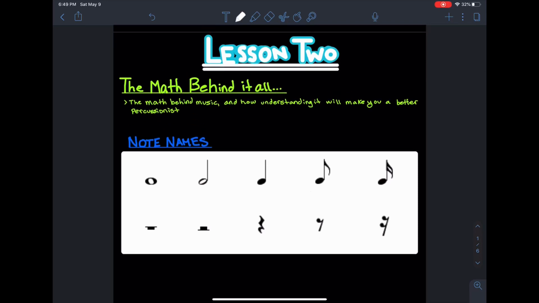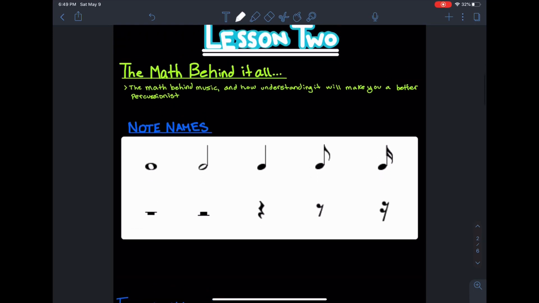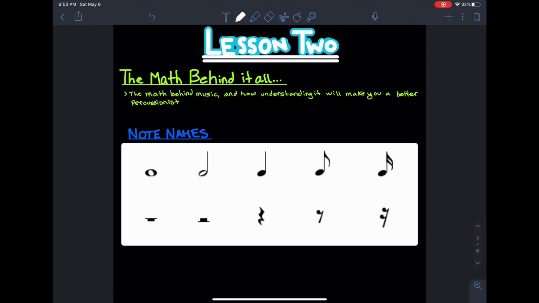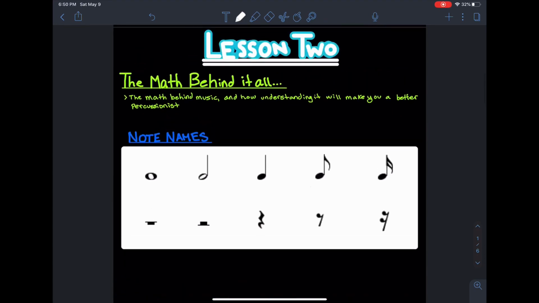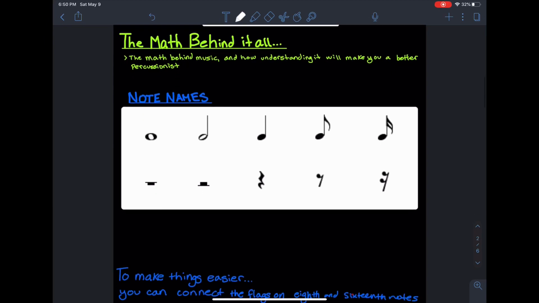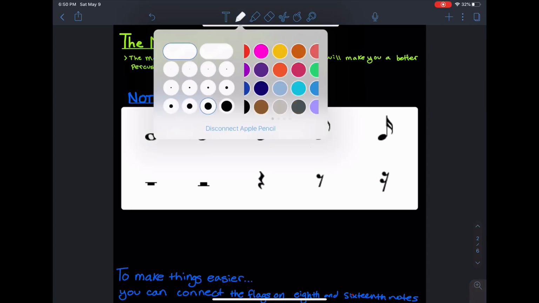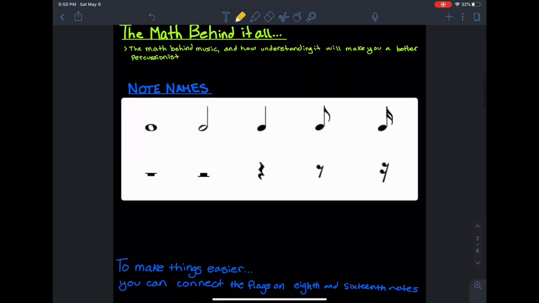Today we're going to be covering lesson 2 in our series on how to become a percussionist from scratch, all right? And I decided to title this one The Math Behind It All because today we're going to be focusing on the math behind rhythm. This is one of my favorite lessons to teach, definitely second to time signatures, which we'll be covering next lesson. But I wanted to begin this lesson specifically by talking about different note names.